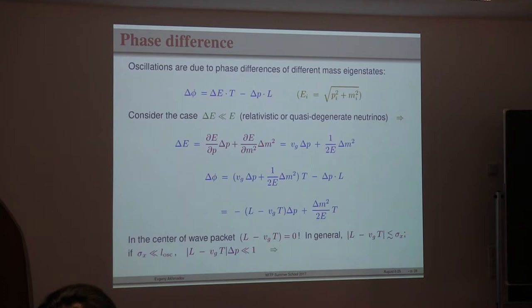Now let's plug this back into this formula. I don't want to assume delta E is 0 or delta P is 0. We know that it's wrong. But I just use the fact that delta E is much smaller than E and delta P is much smaller than P. Any questions? No? Okay, you can ask at any time. So I put this expansion into this formula. So I have delta E times T given by this expression times T, minus delta P times L. Now look at this. It contains delta P here and here. So let's take them together. So we have minus (L minus VG T) times delta P plus delta m squared over 2E times T. It's very simple arithmetic here.